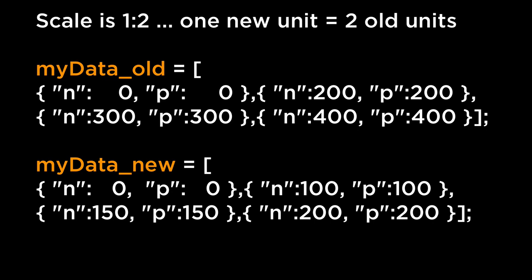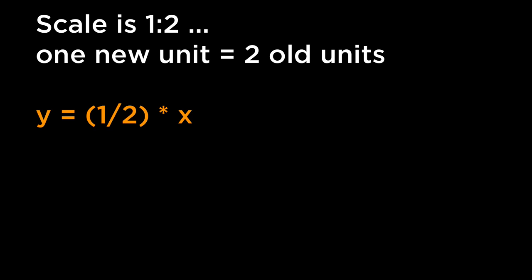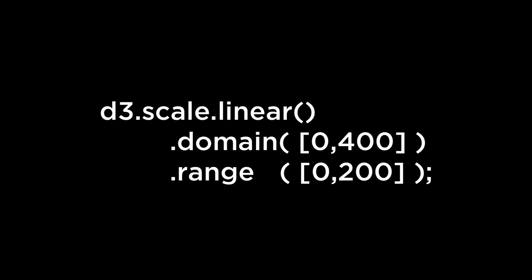This does the trick in that the new data fits into the SVG viewport. And this is the math. Take an old unit and divide it by 2 to get a new unit. Notice that the B disappeared because we are not adding or subtracting anything to go from old units to new units. Rather than having to do this math, we can get D3 to do the math for us.